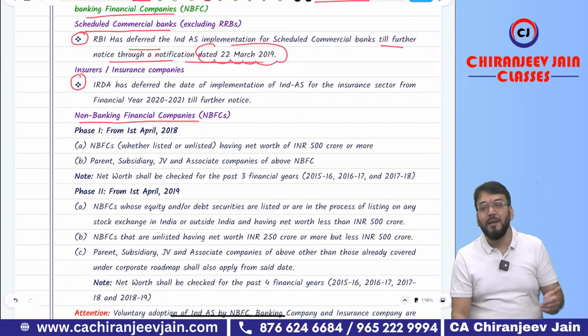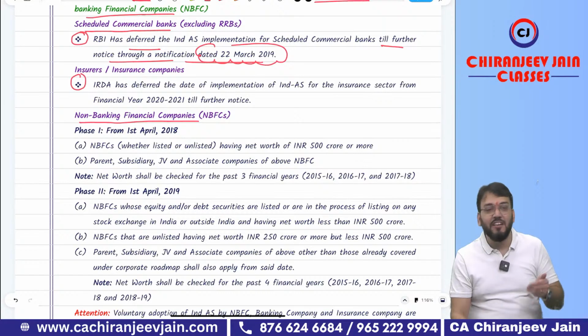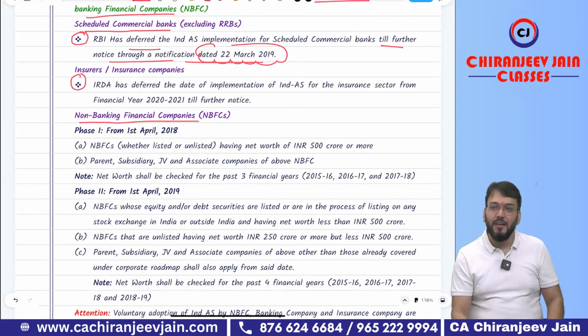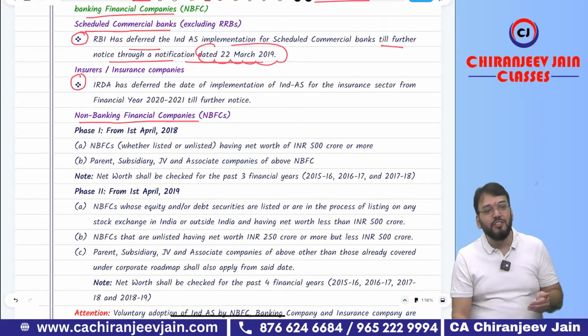Whenever we do not have any specific act, then what is applicable? General Act. And General Act means general rules will be applicable, and therefore some roadmap has been given. There are two phases, phase 1 and phase 2. Phase 1 will start from 1st April 2018. Then the second phase will be 1st April 2019. I hope you understood.